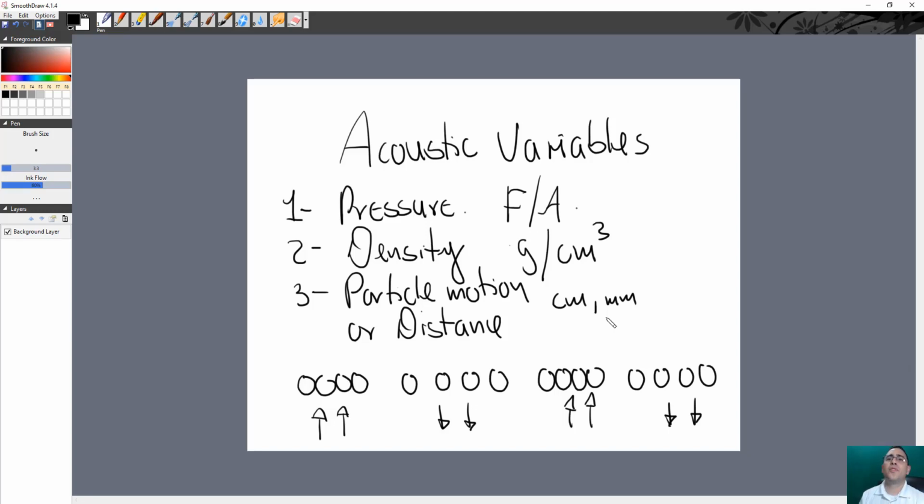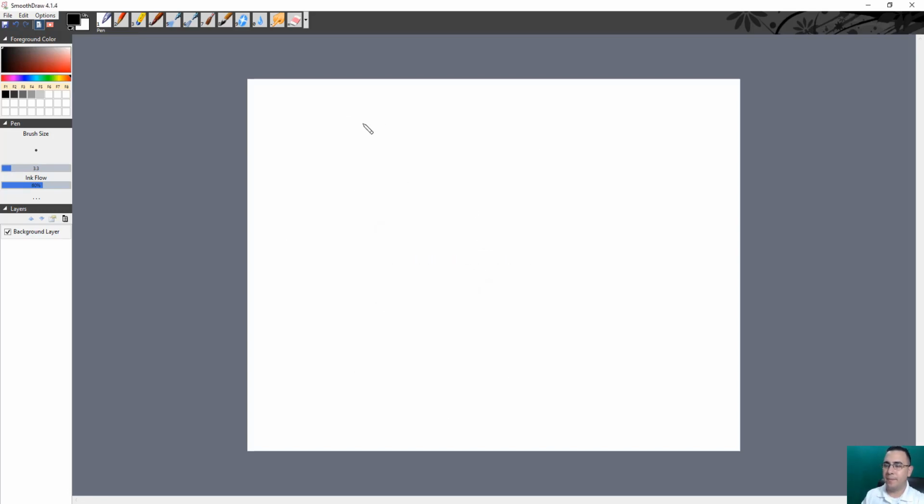So next we're going to move to the acoustic parameters. To study the acoustic parameters, we need to separate them into acoustic parameters that have to do with a continuous wave and acoustic parameters that have to do with the pulse wave. Let's begin with the acoustic parameters that have to do with a continuous wave. So let's get this continuous wave.